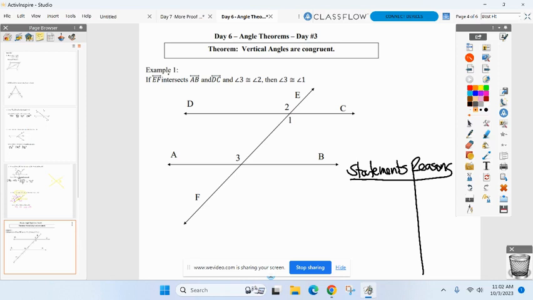So whatever's with the if, that's your givens now. And whatever's with the then, that's your proof statement. So a different way to write it. I'm not going to approach it any differently. It's just a different way to say, hey, you're doing statements, reasons.